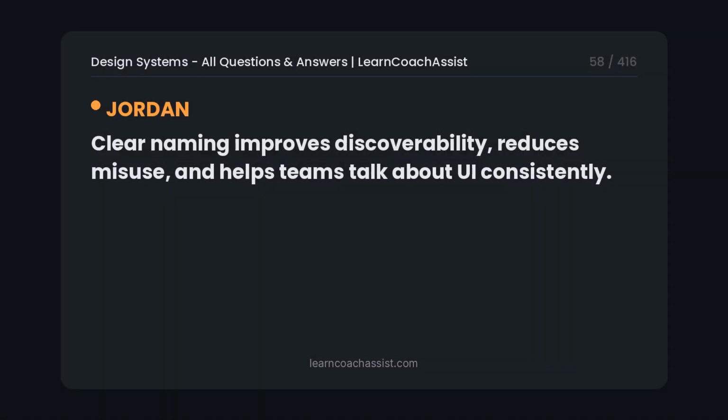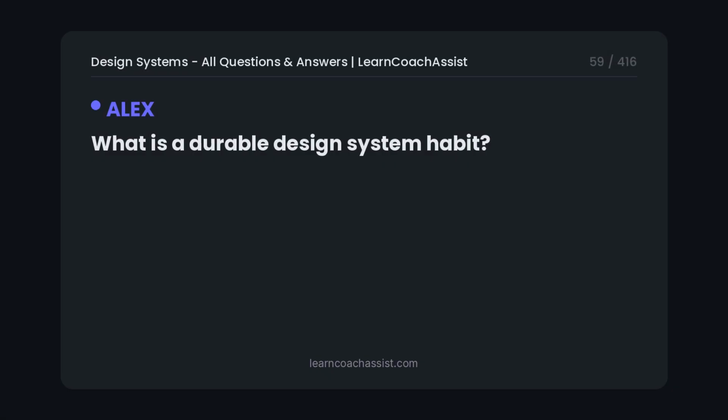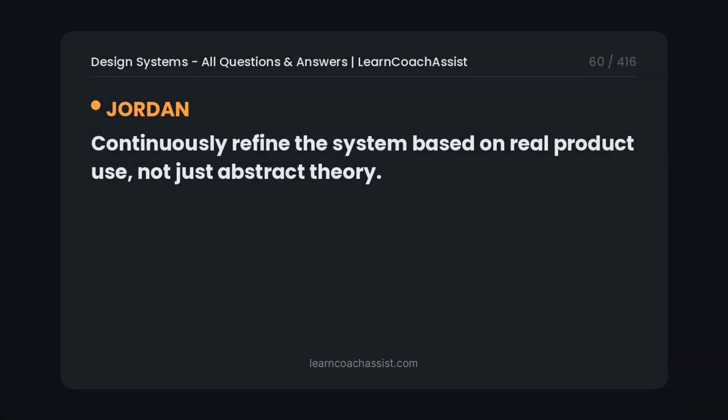Clear naming improves discoverability, reduces misuse, and helps teams talk about UI consistently. What is a durable design system habit? Continuously refine the system based on real product use, not just abstract theory.